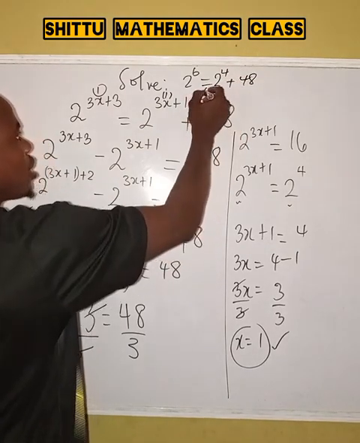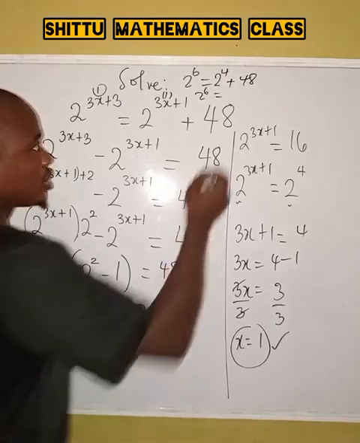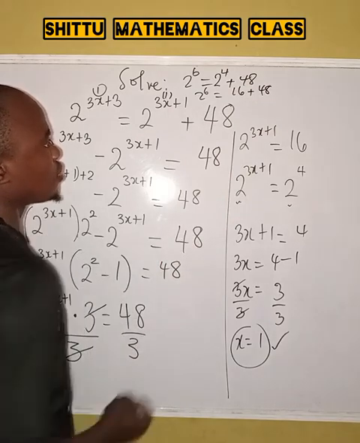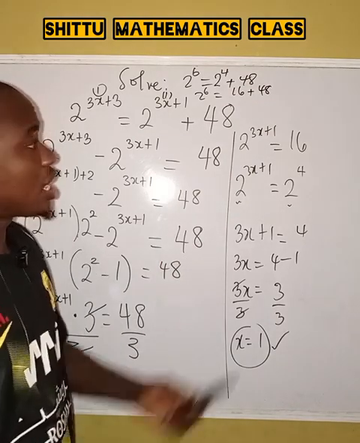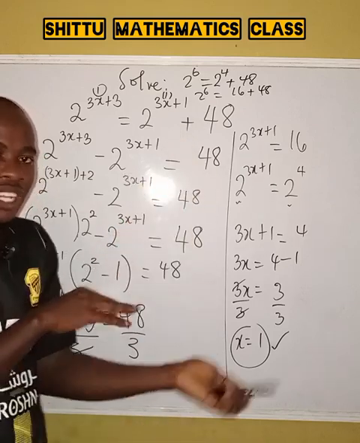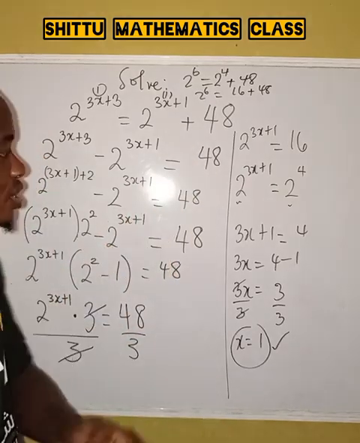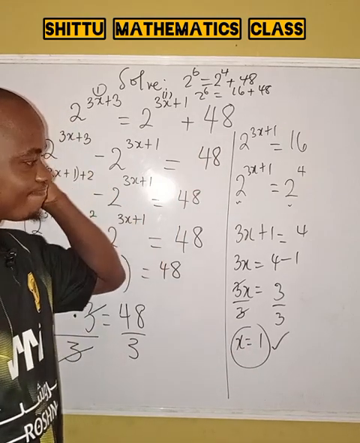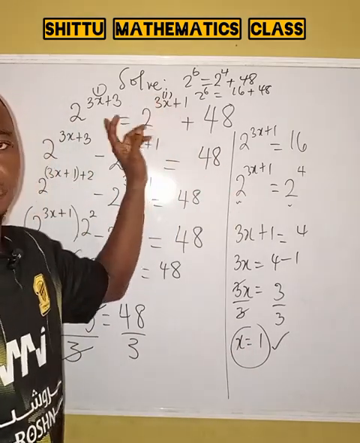So you see that we have 2 to the power of 6 equals 2 to the power of 4, which gives us 16, then 16 plus 48 will give us 64. And 2 raised to power 6 is the same thing as 64. Therefore, we can see that the left hand side is equal to the right hand side. So we have shown that the value of x we got is the valid solution to the problem.